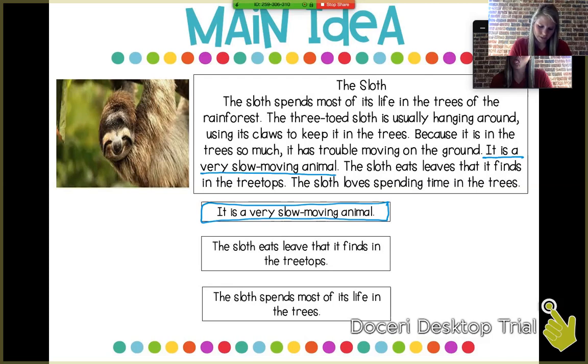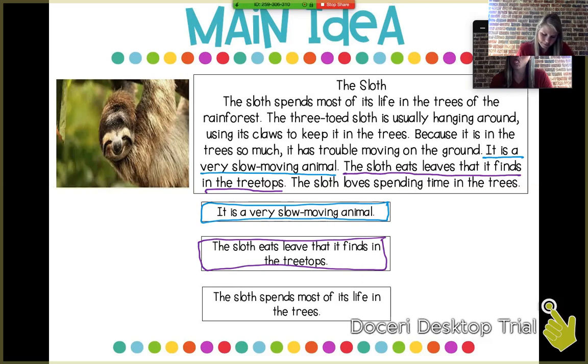So I'm going to switch now to purple. I'm going to make the second one purple, and it says the sloth eats leaves that it finds in the treetops. All right, I see that right after my blue sentence. Now, was this whole entire paragraph about a sloth eating leaves? No, not really. It didn't tell me what kind of leaves, how many leaves it eats per day. So I think that was, again, just another detail.